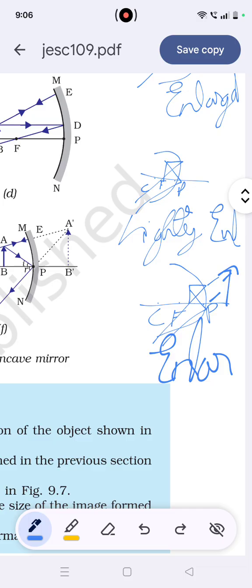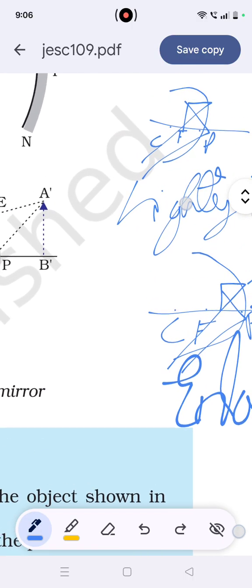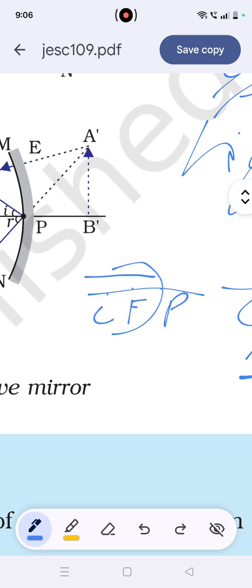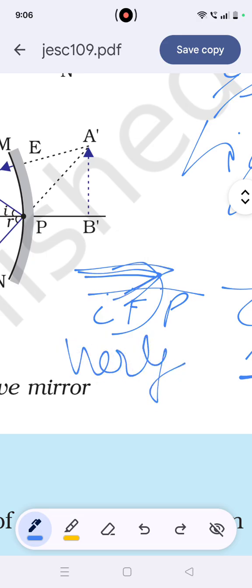Now the image formed will be virtual and erect, and the size will be enlarged. This is the last case. I'm not finding space, so I'm doing it here only. Now if the object is placed at infinity, the image formed will be at focus, and the size will be very small or point size.